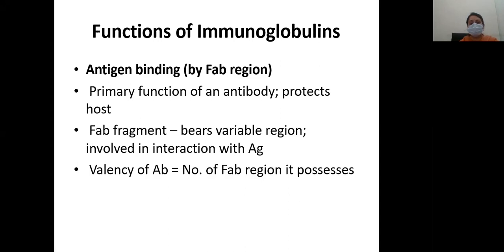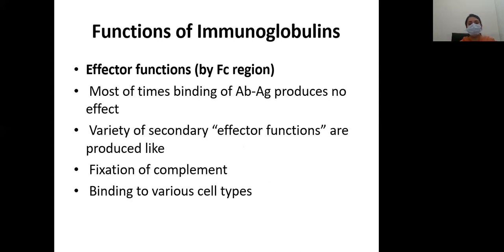So antigen binding is always at the FAB region. The primary function of an antibody is that it protects the host, and the FAB fragment bears the variable region involved in interaction with the antigen, and valency of antibody is equal to the number of FAB regions it possesses. Effector functions are by the Fc region. Most of the time, binding of antibody and antigen produces no effect, and a variety of secondary effector functions are produced, like fixation of complement, and there may be binding to various cell types.